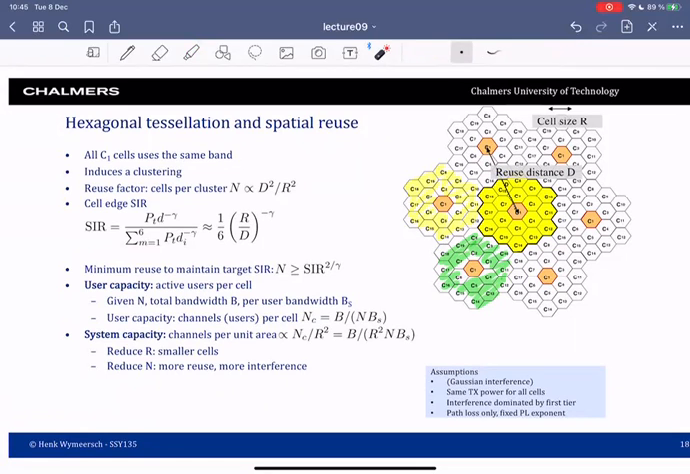And with this clustering, we then have a so-called reuse distance. So that's the distance between the two closest cells that use the same frequency, and this is called D. And this is the same for any frequency that you choose. So if you look at frequency C16, then you will have this kind of gap here. This gap here is also at distance D.